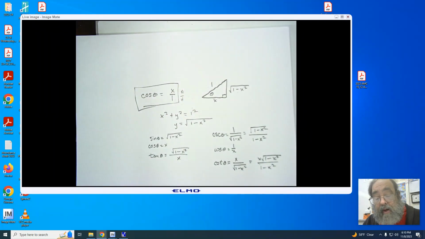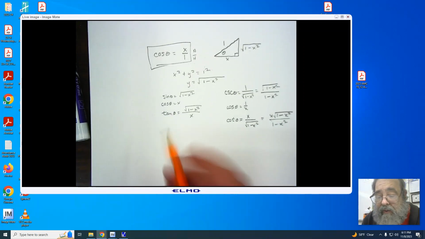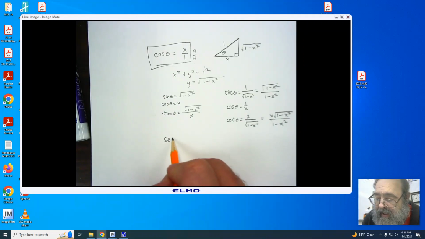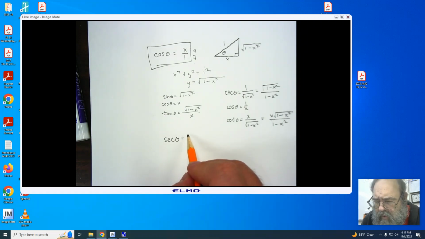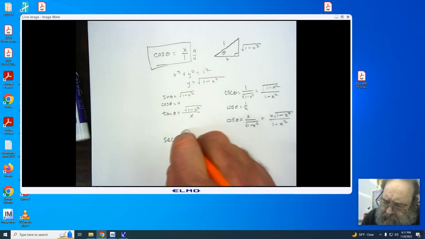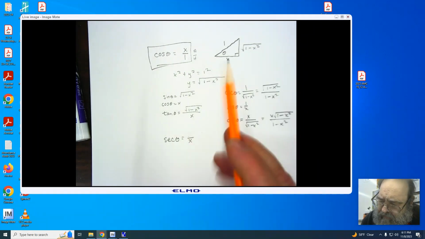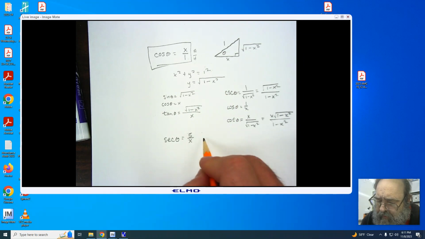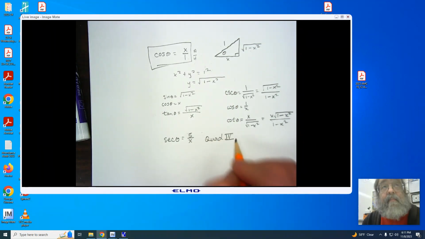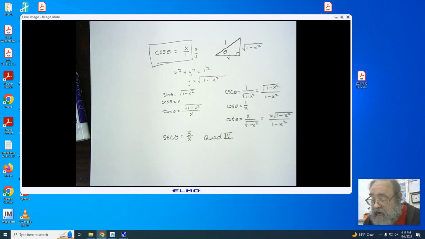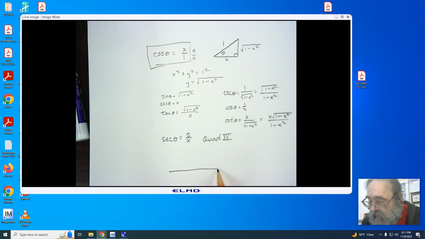Let's try another one. This time, let's choose a quadrant, shall we? We're going to say that we have the secant of theta, and we're going to say it's 3 over x. I don't like 3 over x. Let's keep it simple and make it 5 over x, and we're going to say it's in quadrant 4. So we now have 2 bits of information. We're going to go to quadrant 4. We're going to draw our reference triangle.